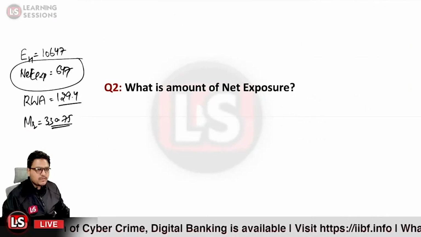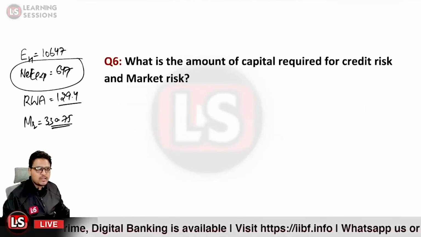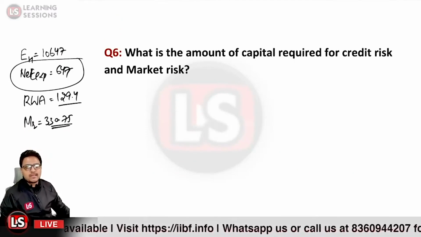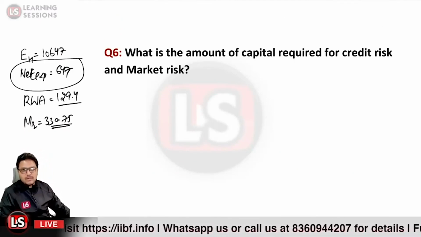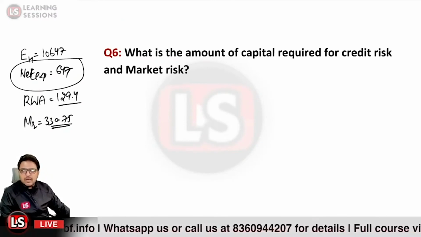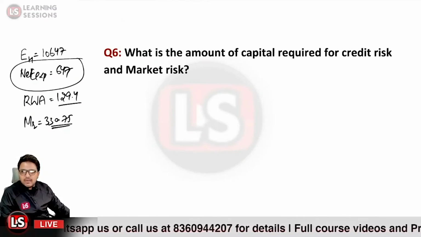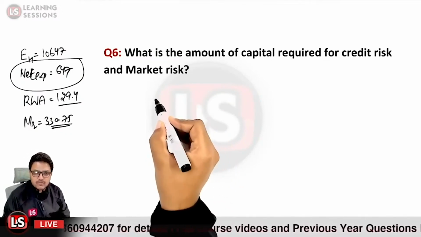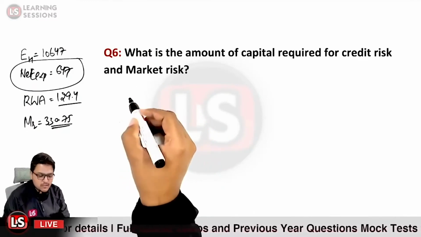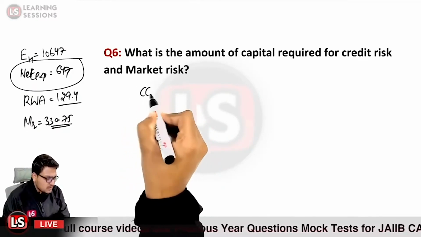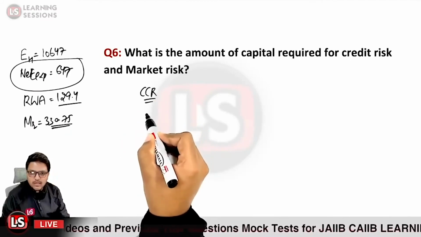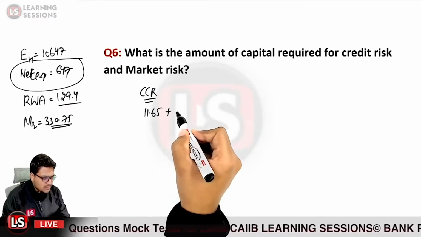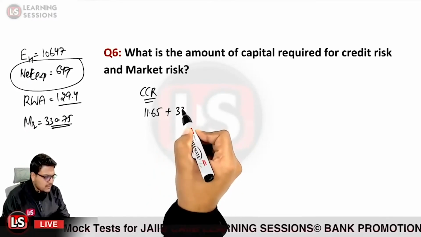The next question, question number 6 in this particular case, says, what is the amount of capital required for credit risk and market risk? For credit risk itself, no credit risk was existing, but the counterparty credit risk, the CCR, was there, which we calculated to be 11.65, if you remember. And for the market risk, we calculated the general market risk as 330.75.